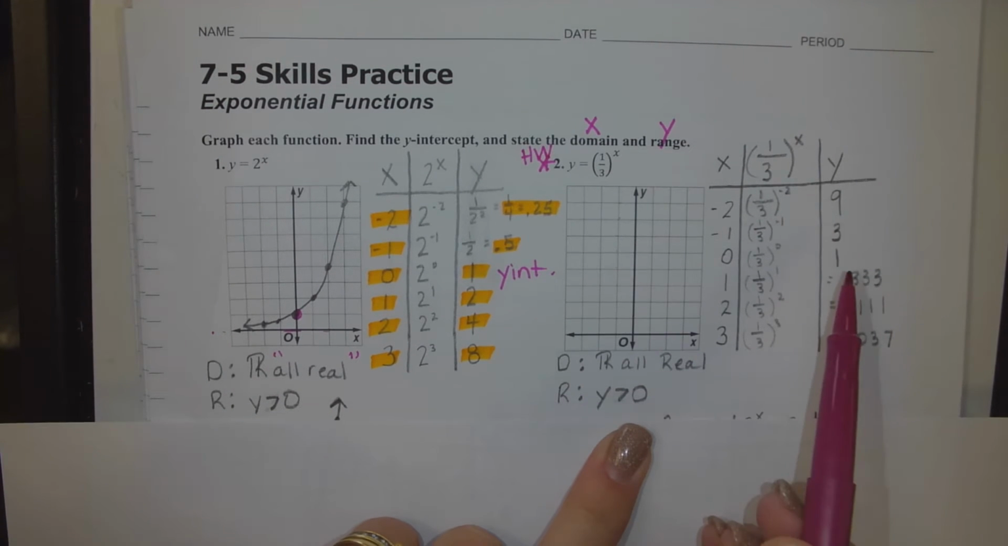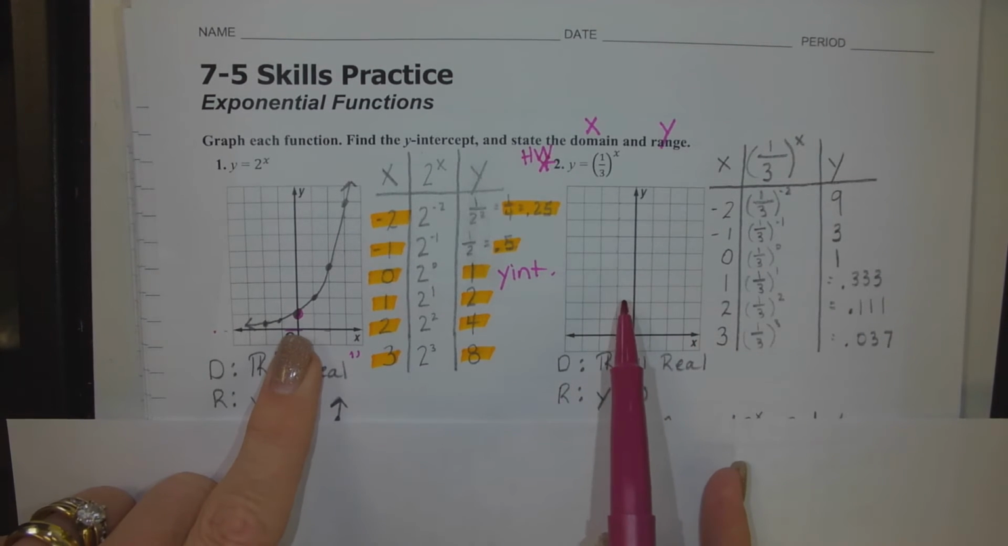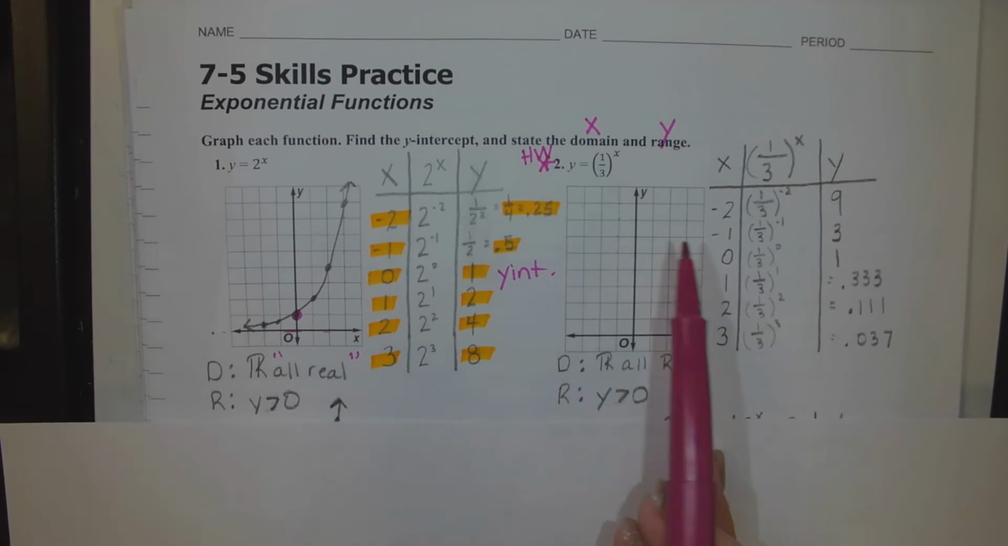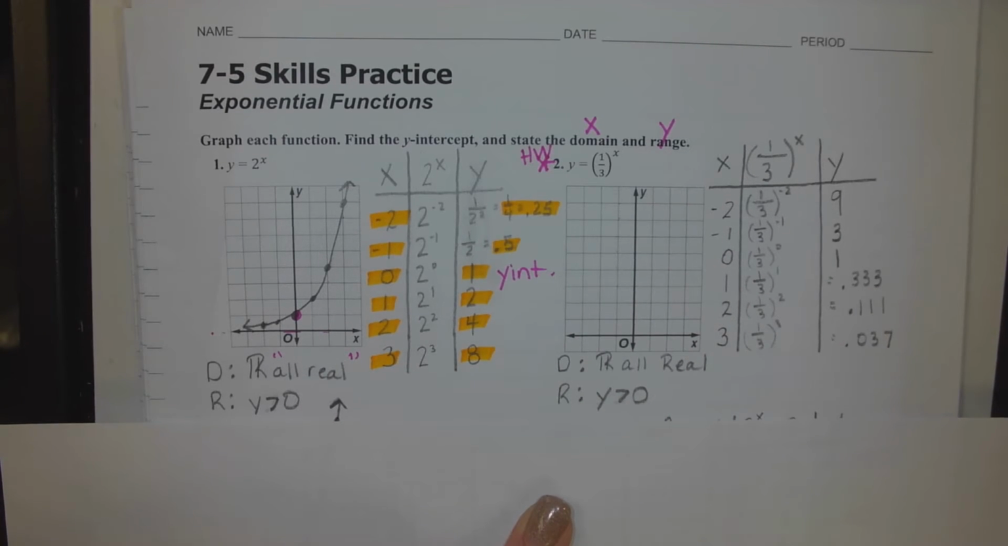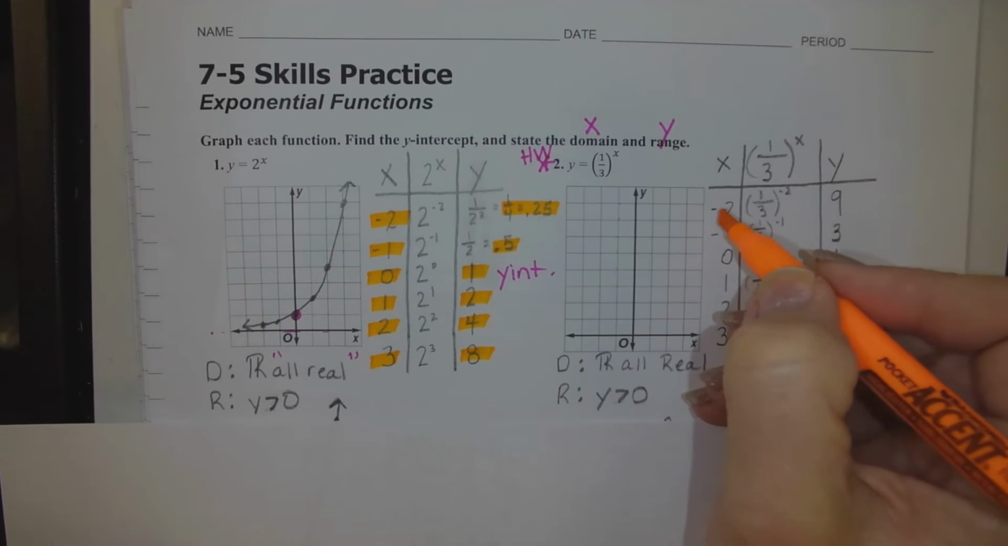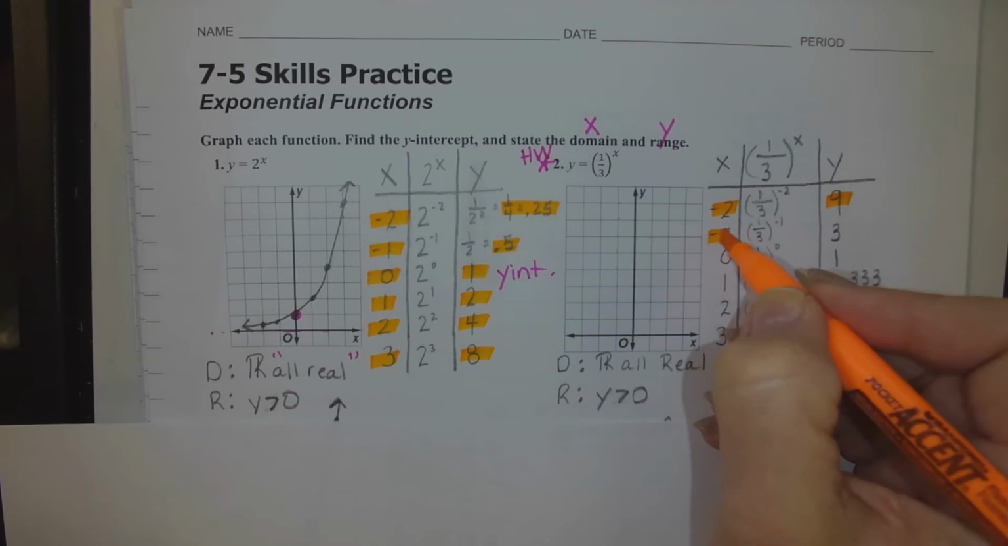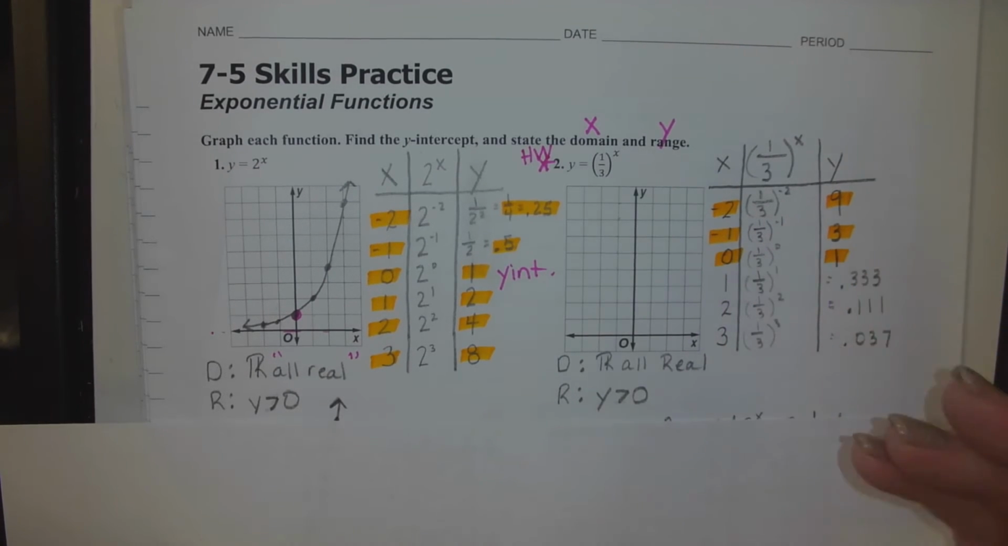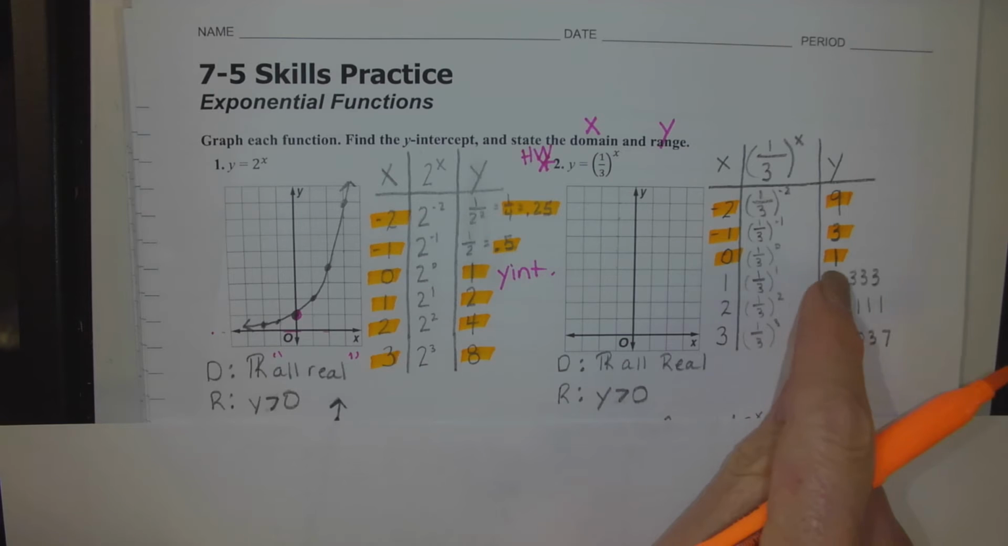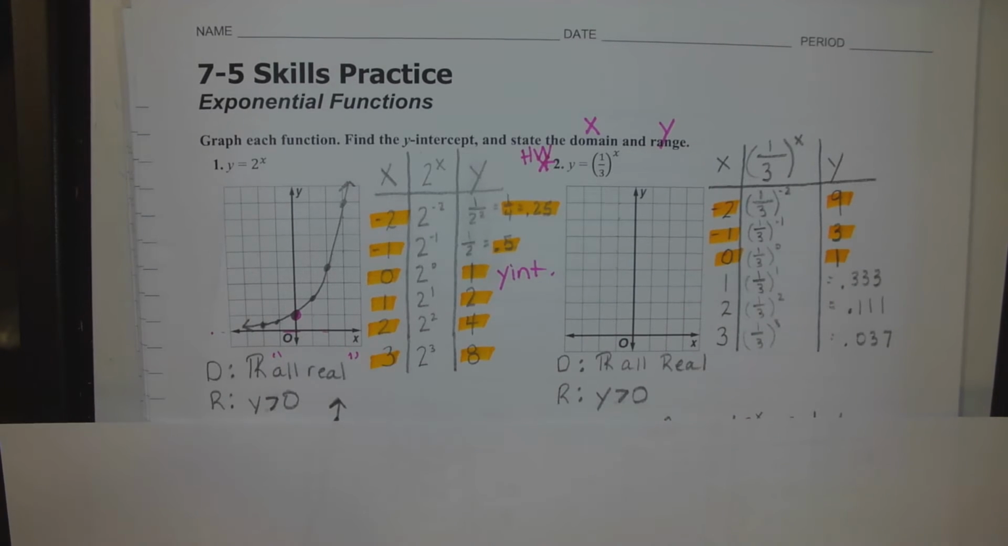What I also want you to notice, this graph will look a little different. It's going to go the other way. You'll see when you plot. Here are the points. -2, 9, -1, 3, 0, 1. Again, this is the y-intercept. Very good.